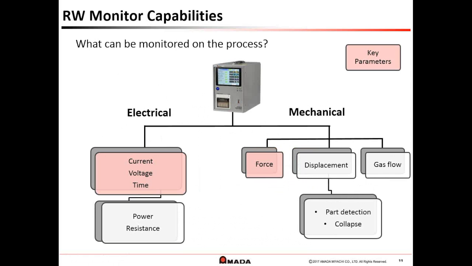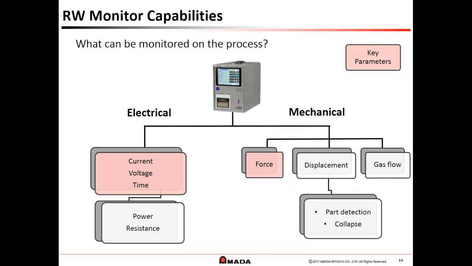The resistance welding monitor can monitor all kinds of different parameters that are associated with that weld. Some of the electrical ones that we can monitor are current, voltage, time. These are measured values by the monitor. And we also have the power and resistance. Those are calculated values based on Ohm's law.